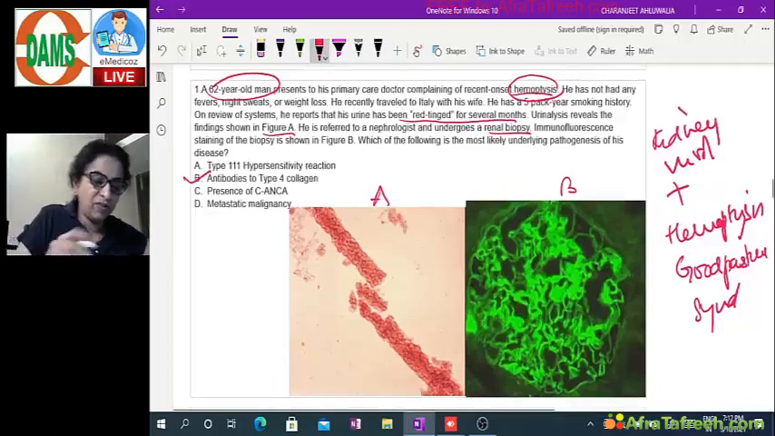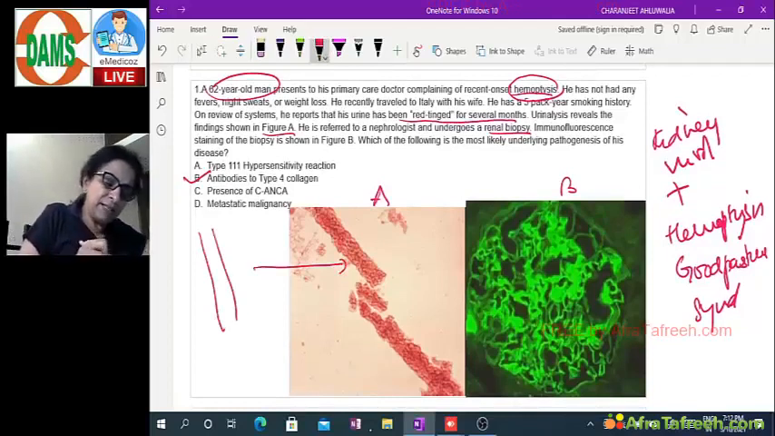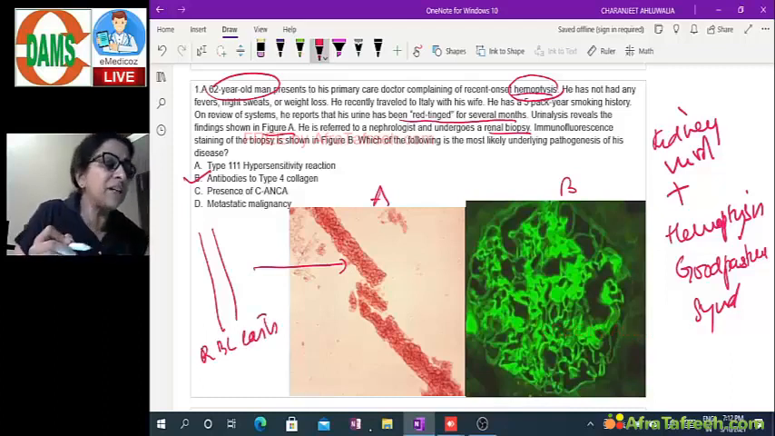Okay, now what does Figure A show? Can you see these structures like this? These red colored structures are RBC casts. Casts, do you know what a cast is? Number 1, a cast is something which is always formed in the tubules of the kidney. Muskan also, Parvinder also, yes, the answer is B, Goodpastures. Rinzin has also given it. I'm very happy all of you have given the answer correctly.